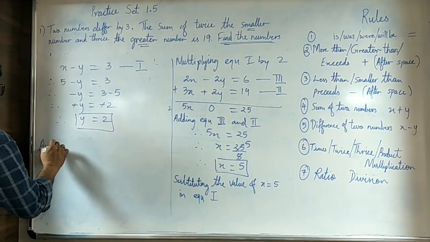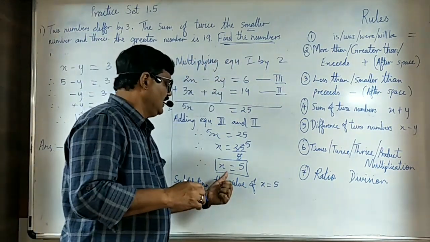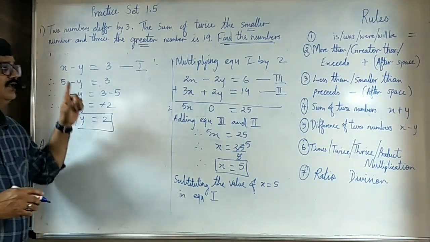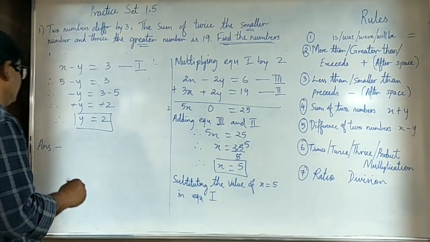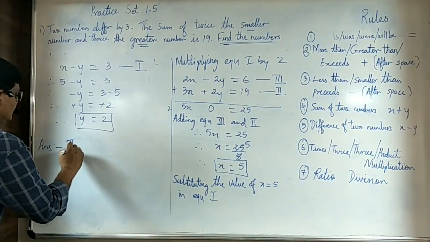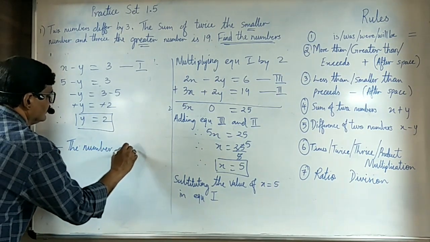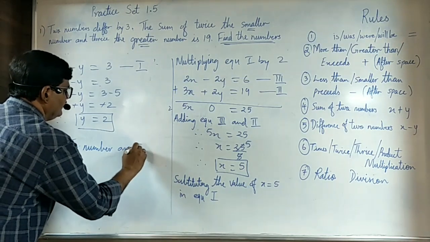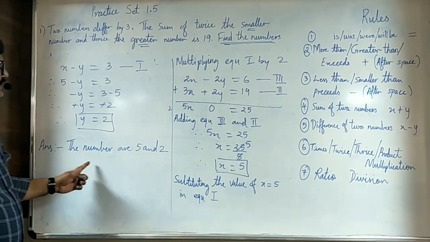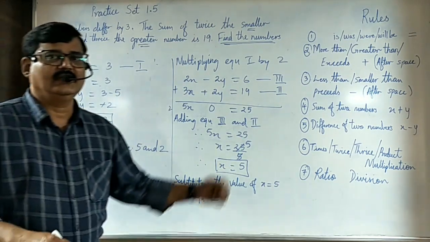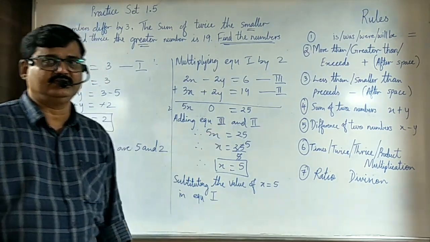Now the answer you have to write. They told us to find the numbers, and we have kept the numbers for the time being as x and y, and we got the value of x and y. So you have to write over here, the numbers are 5 and 2. That is what they told us to find out. And this is how we finish your first problem sum. So easy it is. Okay, can you see that?